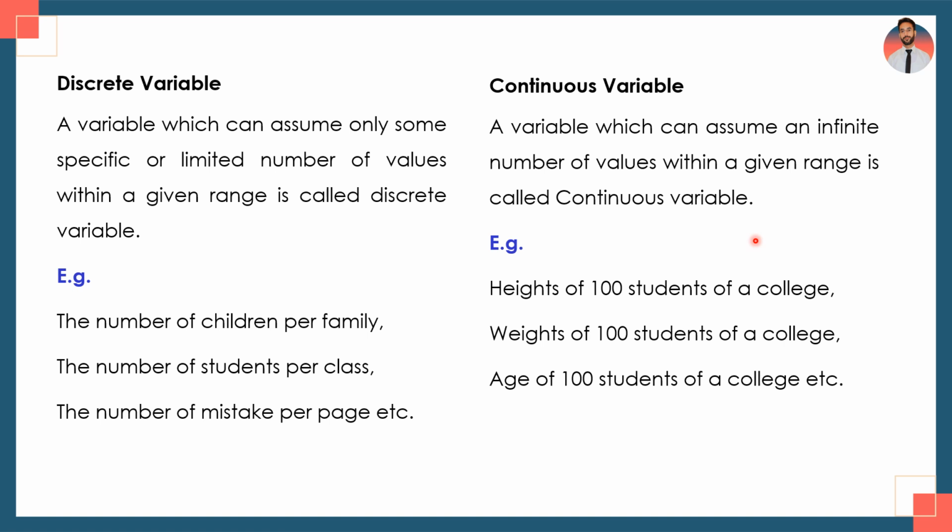For example, heights of 100 students of a college, weights of 100 students of a college, age of 100 students of a college, etc. These are the examples of the continuous variable.